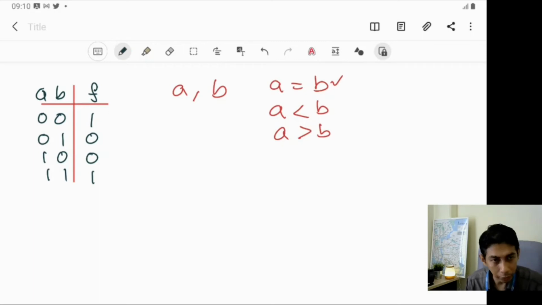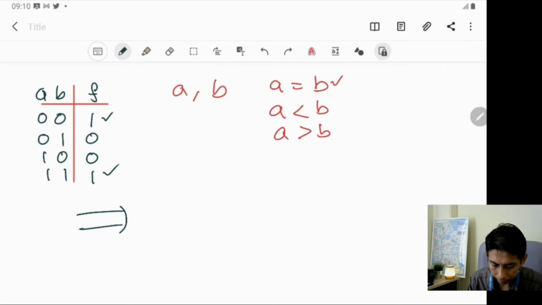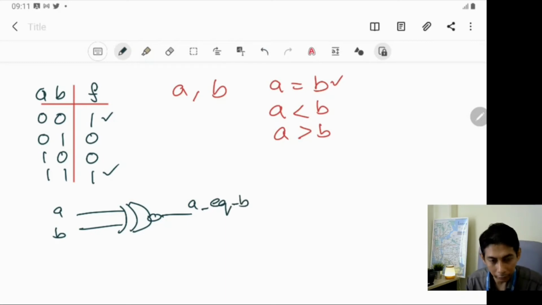So this clearly we can use in our circuit to design the equality checker, right? We can check whether A and B are equal or not. So in this case, if A and B are equal, F should be equal to 1. So we can have our circuit something like this to check for equality. A, B, and we have this signal, we call it A, E, Q, B, A equal B, or something like this. So we have one circuit already to check the equality.